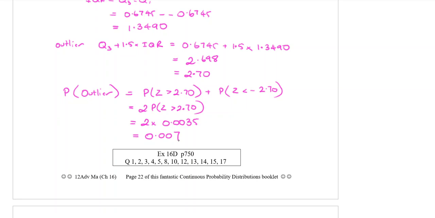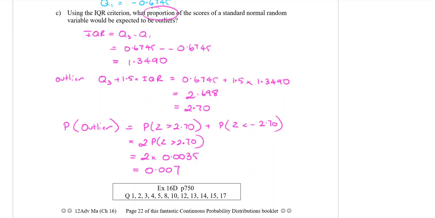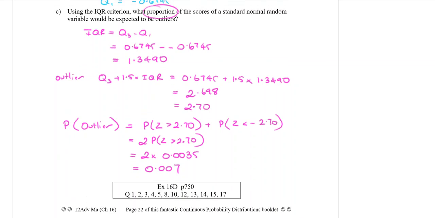Using the interquartile range criteria, what proportion? Okay, now proportion is either a fraction or a decimal. So I have found the decimal of scores that would be expected to be outliers from that data. That's it.